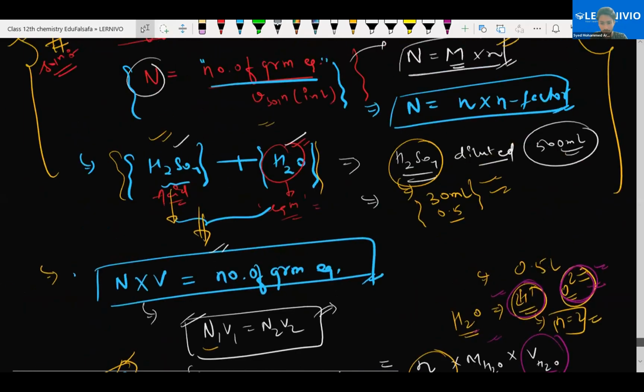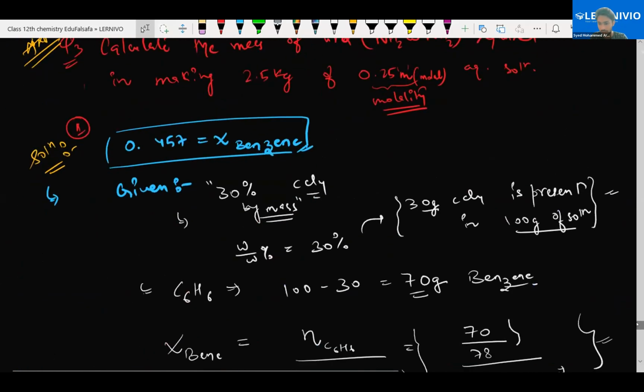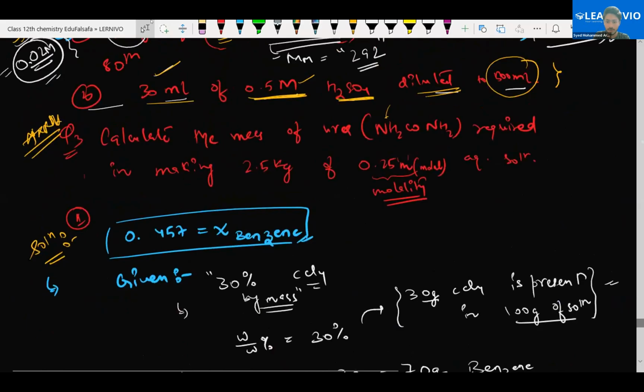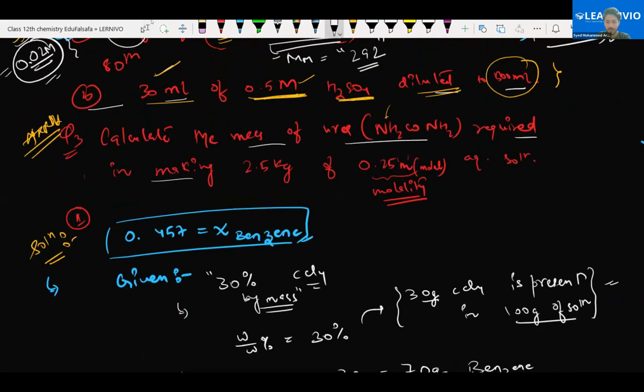So now the third question of the homework is: calculate the mass of urea required. This is the textbook question that you are asking me. Calculate the mass of NH2CONH2, which is the formula of urea, required for making 2.5 kg of this molal aqueous solution. So this is a molality question.